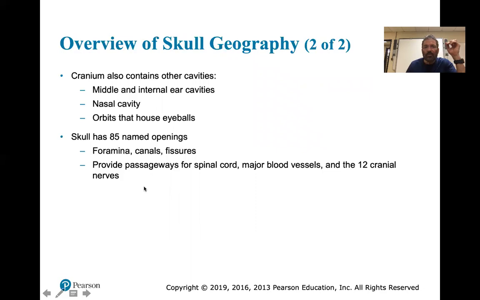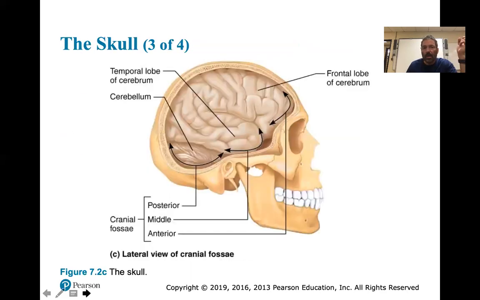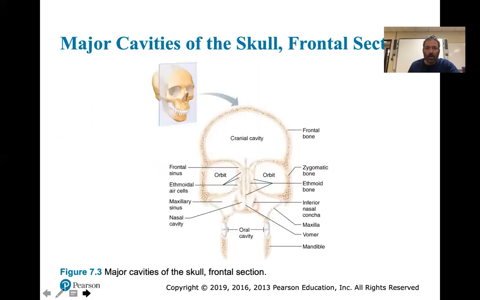They provide passage for the spinal cord, major blood vessels, and the 12 cranial nerves. And once again, when you start learning these cranial nerves, we're going to back up. They're named from superior to inferior, ending with cranial nerve 12 here, cranial nerve 1 here for olfactory. So just keep that in mind. It'll make learning them a little easier.